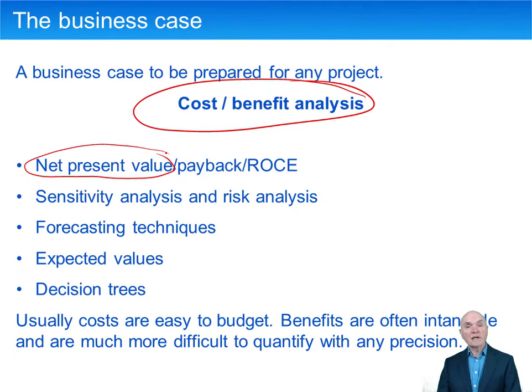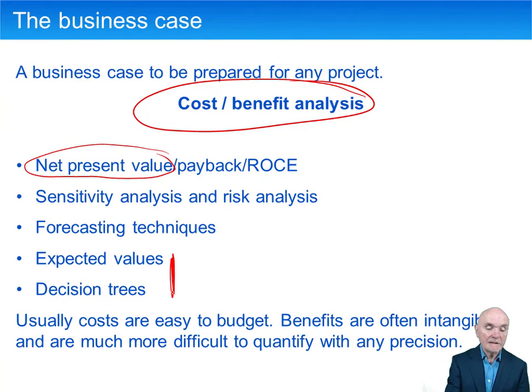Also, of course, a project is looking into the future. We're not always certain about what's going to happen in the future, and expected values and decision trees may have a role to play as well. Weighting the outcomes with the probabilities to help us make decisions.